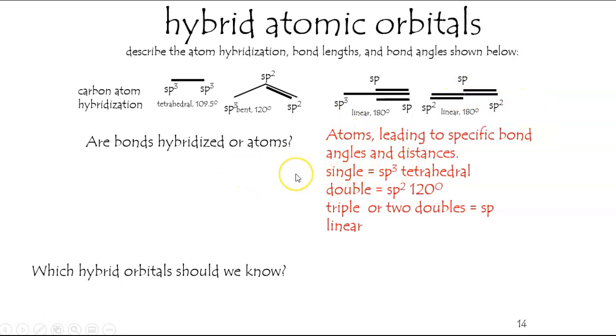And single means sp3, 109.5. Double is sp2, 120. Linear is sp, triple or two double bonds. Which ones should you know? Just those. This is a very brief introduction to hybrid atomic orbitals.